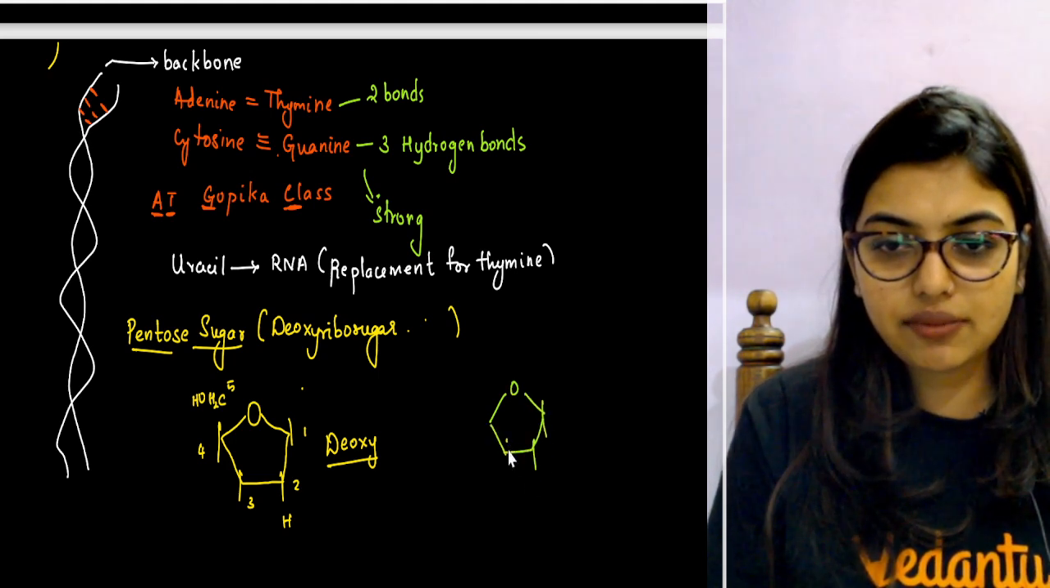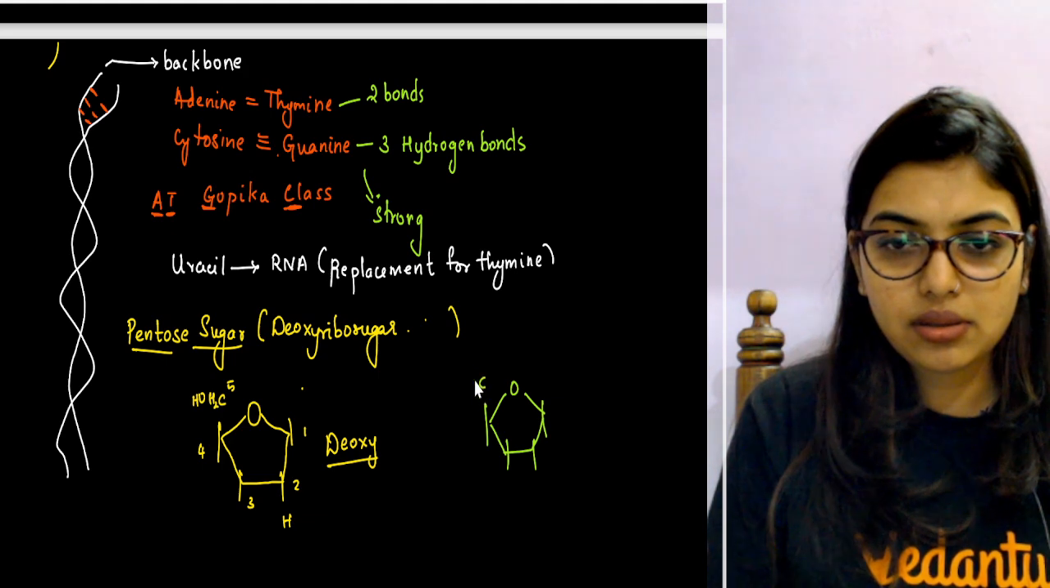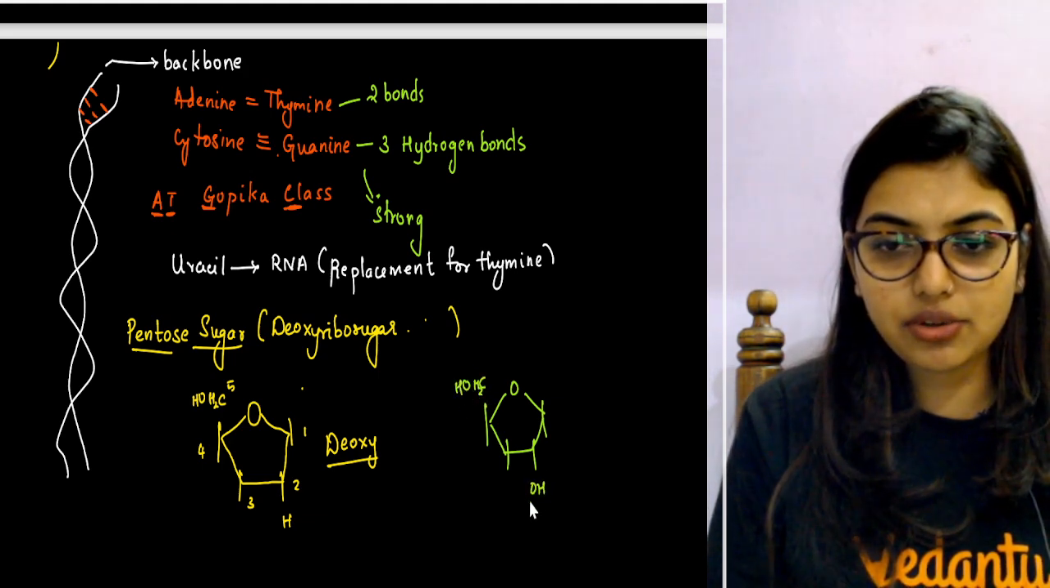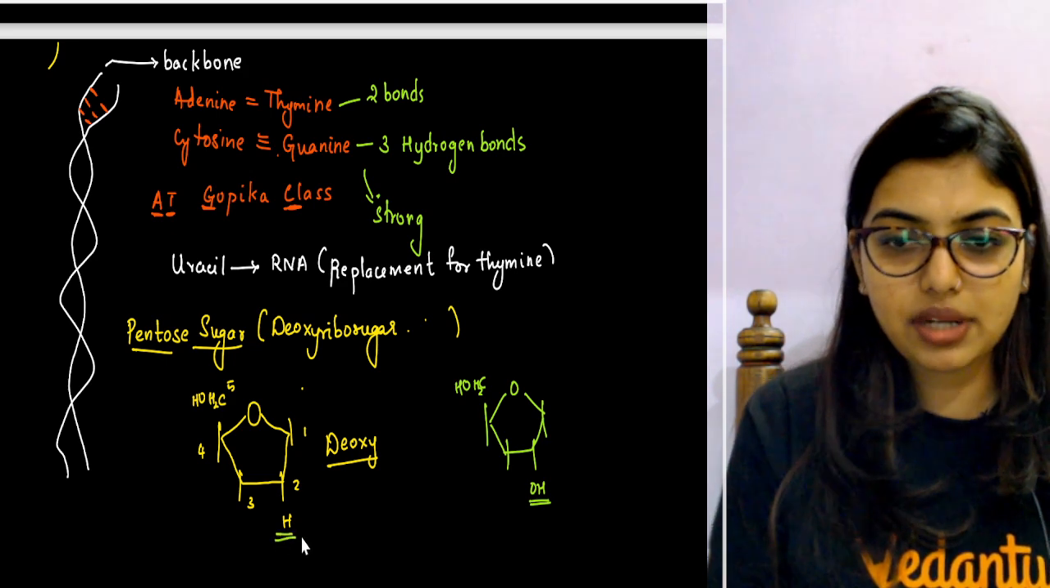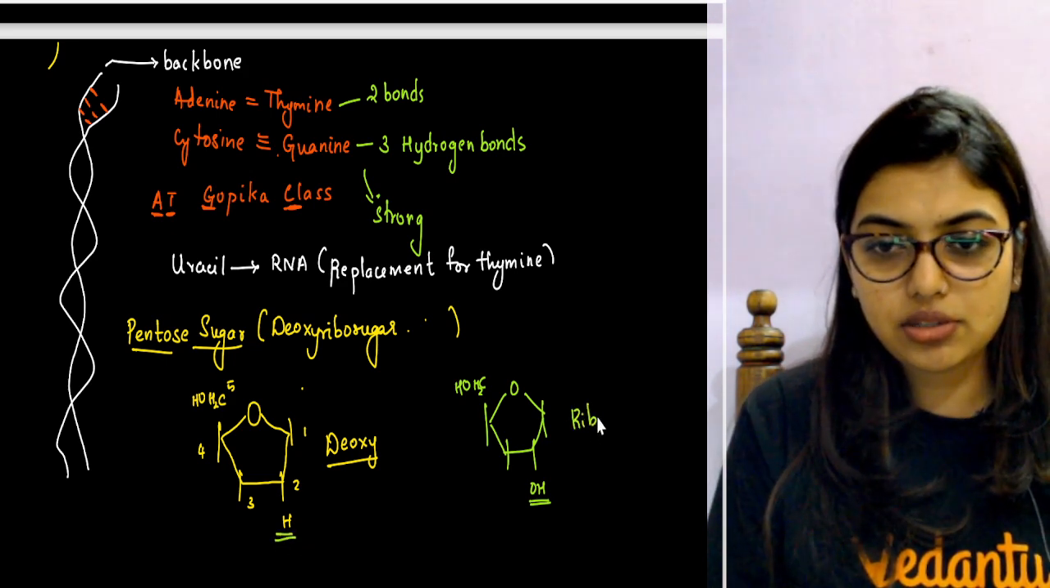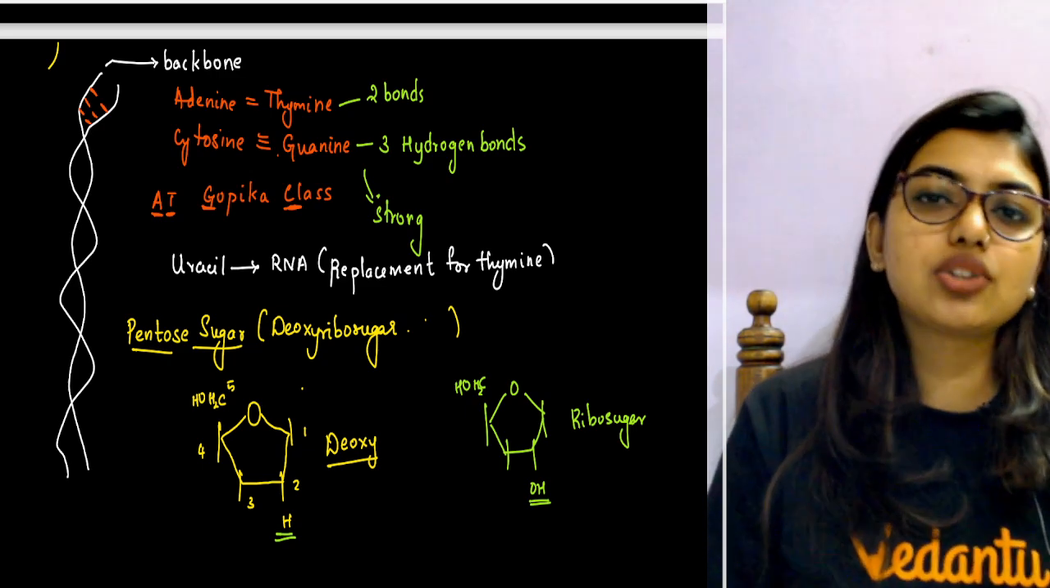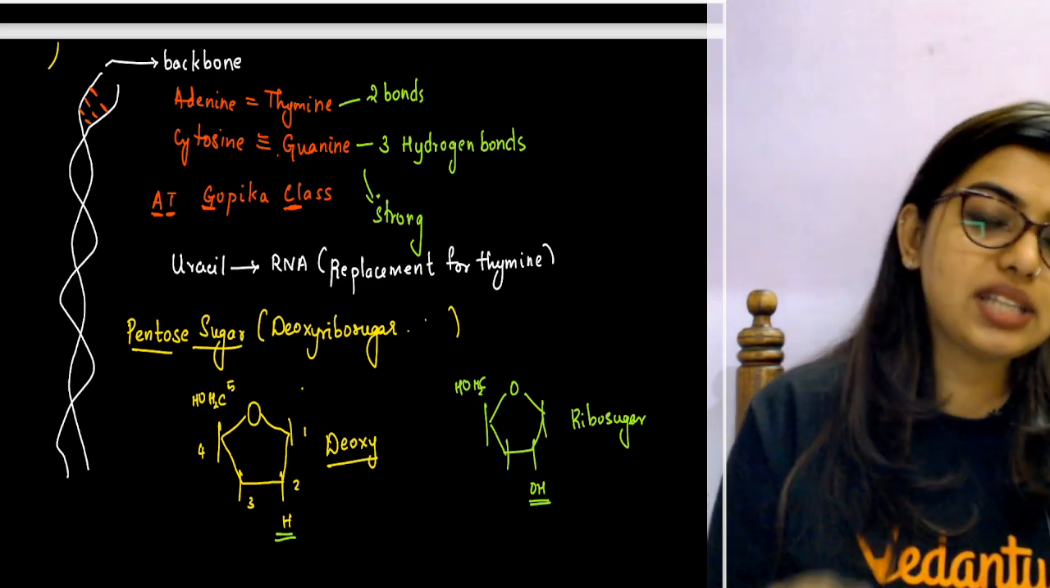Same thing, students, everything is the same, just that on the second carbon, here it is going to be an OH group, here it is going to be an H. This is going to be ribose sugar. This is clear? Ribose sugar. So now we did the nitrogenous base as well as the pentose sugar.